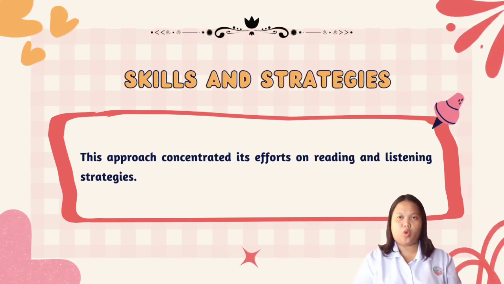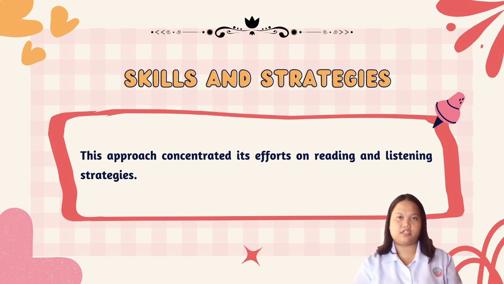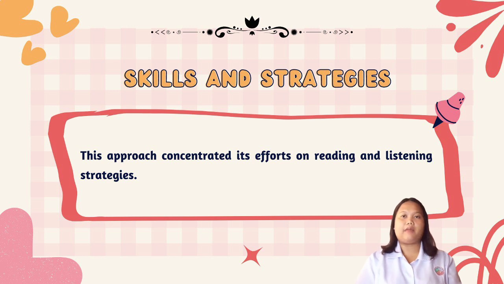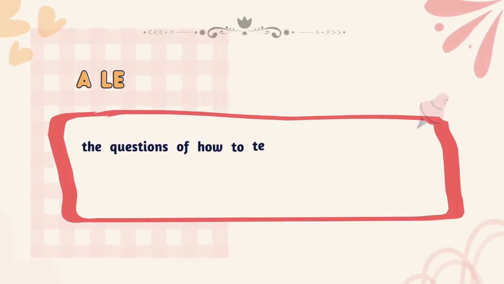The fourth approach in the development of ESP is the skills and strategies. This approach concentrated its efforts on reading and listening strategies. The principal idea behind the skills and strategies approach is that underlying all language use, there are common reasoning and interpreting processes which enable learners to extract meaning from discourse.